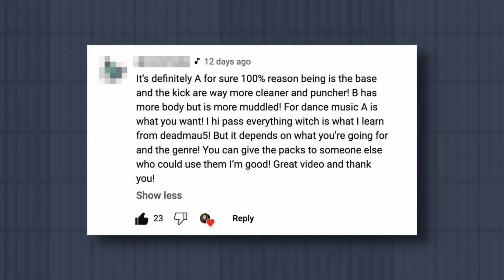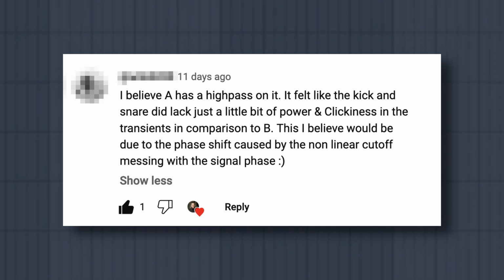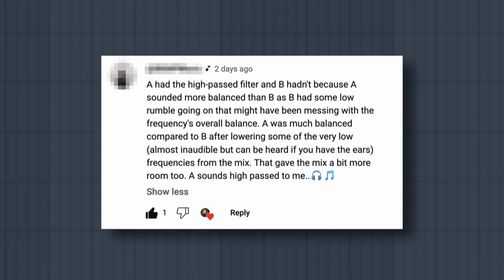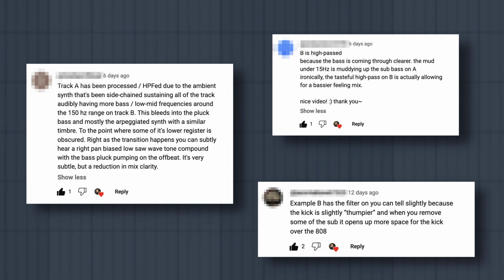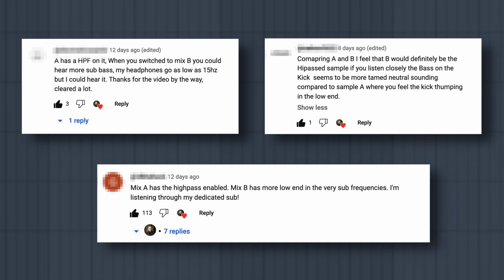Many people shared incredibly detailed comments and messages explaining why they thought A or B was high-passed, really digging into what they were hearing. The reasons ranged sort of all over the place, from a difference in the transient attack, some sort of phase smearing or audible phase shift, people saying they could hear a clear difference in the sub-bass or lack of sub-bass in either A or B.